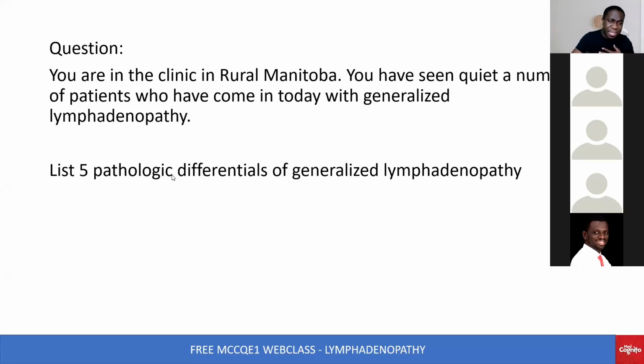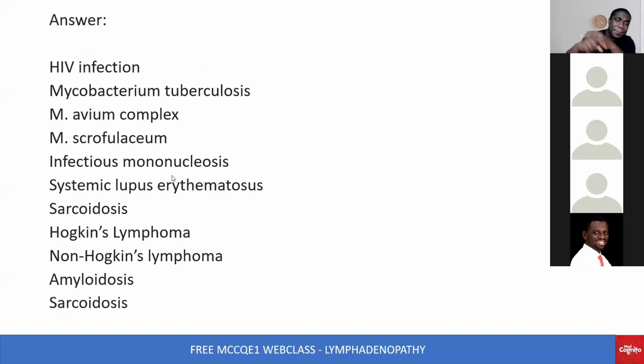So somebody says hepatitis B. So what are some of them? HIV, Mycobacterium tuberculosis, Mycobacterium avium complex, Mycobacterium scrofula, infectious mononucleosis. Everyone missed that one. Okay, systemic lupus erythematosus, SLE, sarcoidosis, Hodgkin's lymphoma, non-Hodgkin's lymphoma, amyloidosis, and sarcoidosis. So if you have about 5 of them in your mind for generalized lymphadenopathy, when the MCC asks me, I can give it to them. Then you know that you are in good company.